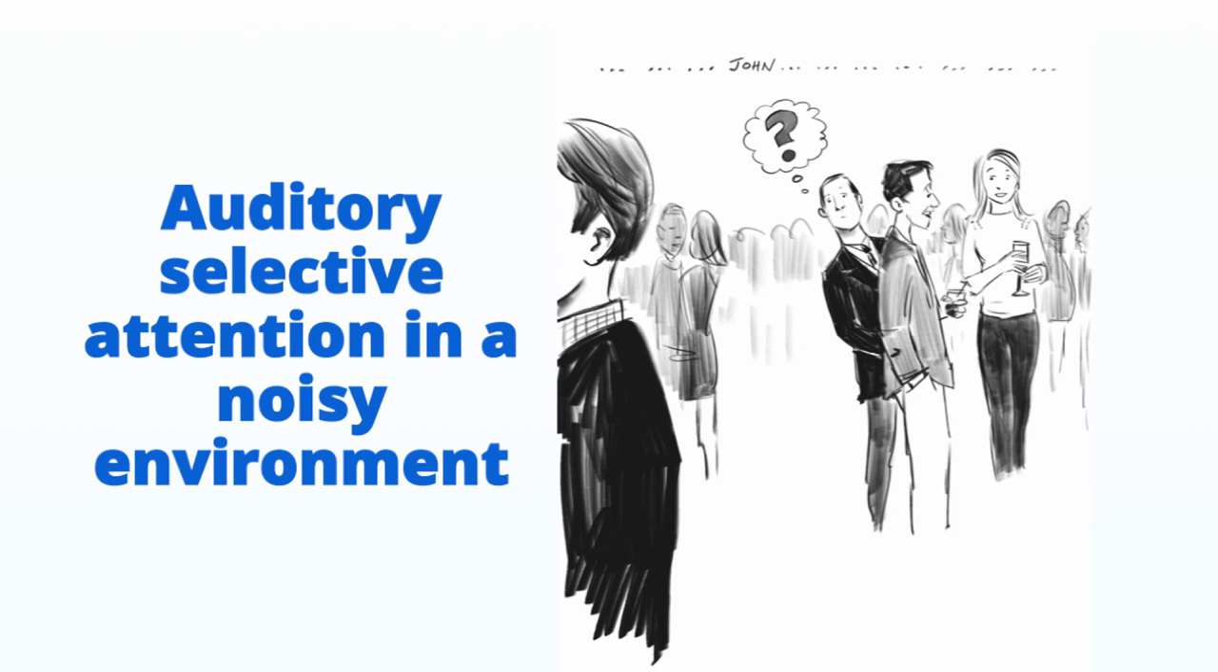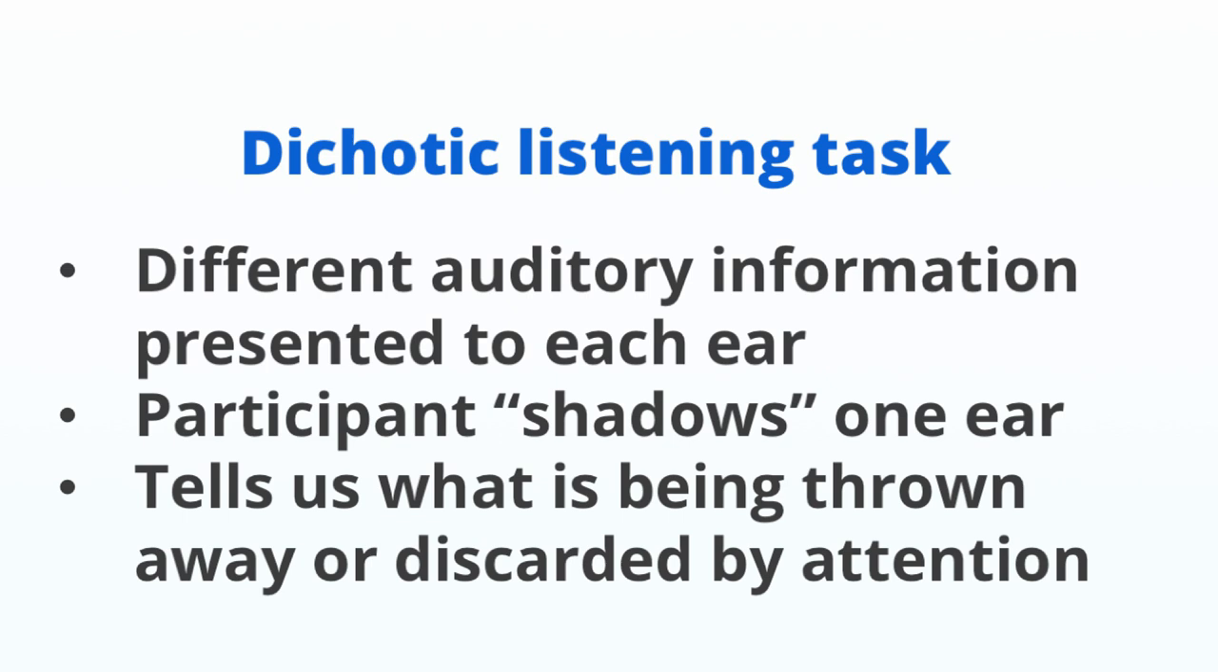Researchers have studied this kind of selective attention using the dichotic listening task. Different auditory information or stories are presented to each ear of a participant. The participant is asked to immediately repeat or shadow the auditory stimulus from one ear while ignoring the input from the other.